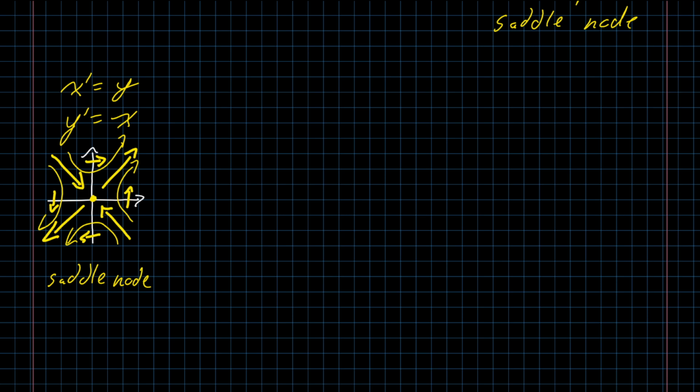But if we change one or the other of these, then things get interesting. If we change them both, we're just going to have the opposite saddle node. Right? If x prime is negative y and y prime is negative x, then all of the arrows change direction, but it's the same basic picture. It does get interesting.